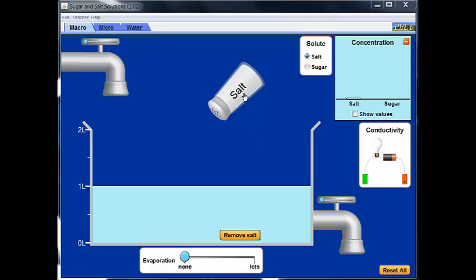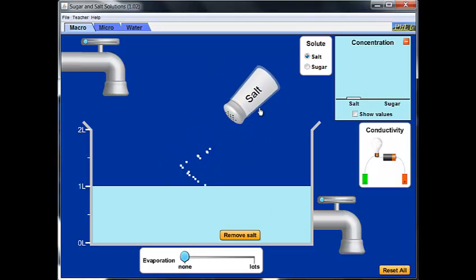Let's add some salt to the water. When the salt crystals dissolve, we can no longer see them, and although it looks just like plain water, you would definitely still know the salt was there if you took a drink. We call this type of mixture, where you can see only one phase, a homogeneous solution.